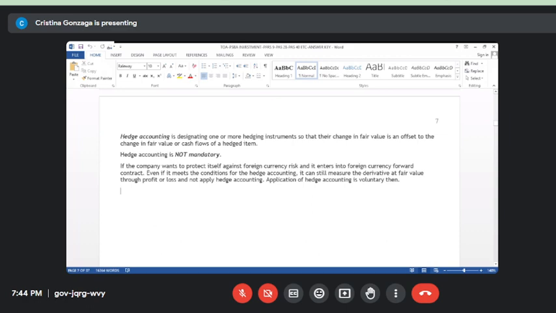Ang covered lang ng PFRS number 9 is hedge accounting. Meaning to say, you enter into derivative transactions or hedging instruments because you have a hedge item. So, if the company wants to protect itself against foreign currency risk and it enters into a foreign currency forward contract, that's an example. Even if it meets the conditions for hedge accounting, it can still measure the derivative at fair value through profit or loss and not apply hedge accounting. So application of hedge accounting is voluntary din.